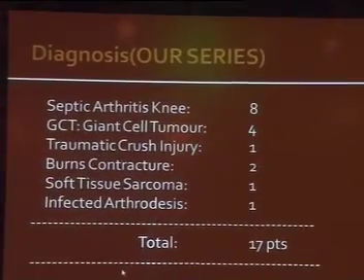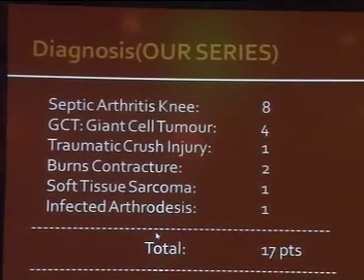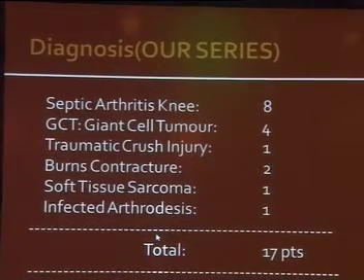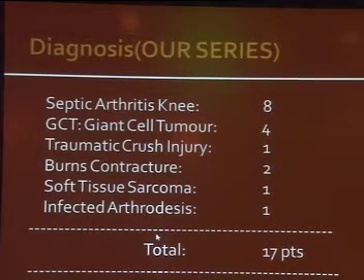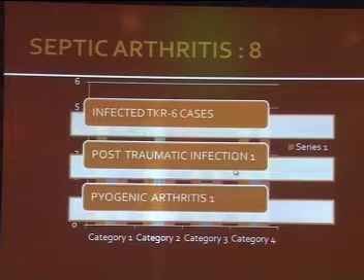Coming to our series, in our series there were a total of 17 patients, out of which the most common was septic arthritis of the knee, and within that, the most common was the infected TKR. The second most common cause was giant cell tumor, 4 cases, and the remaining were traumatic crush injury, burn contracture, soft tissue sarcoma, and infected arthrodesis. This is the pie chart representing the same thing, septic arthritis being the most common cause.